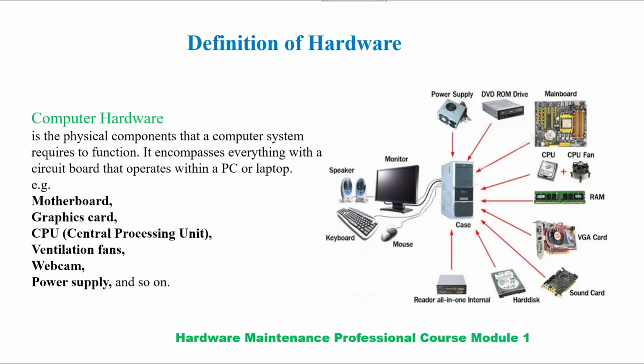Computer hardware is the physical component that a computer system requires to function. It encompasses everything with a circuit board that operates within a PC or laptop. Anything you can see and touch on a computer system or a laptop is called hardware. Examples of computer hardware are the motherboard, graphics cards, the CPU, ventilation fans, webcam, power supplies, and so on. All these images you can see are examples of computer hardware. So we'll take them one by one and discuss them.